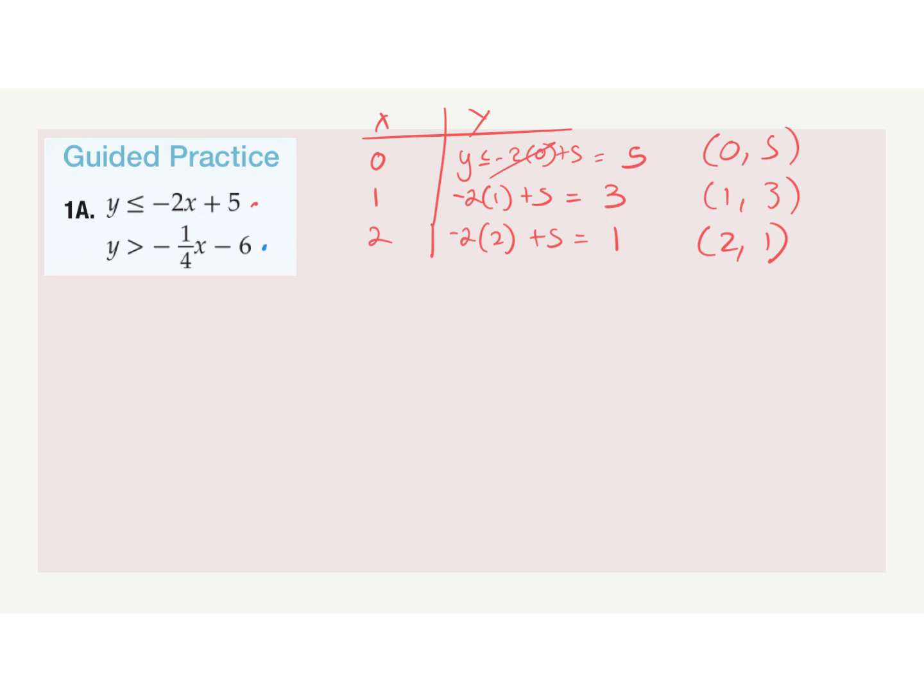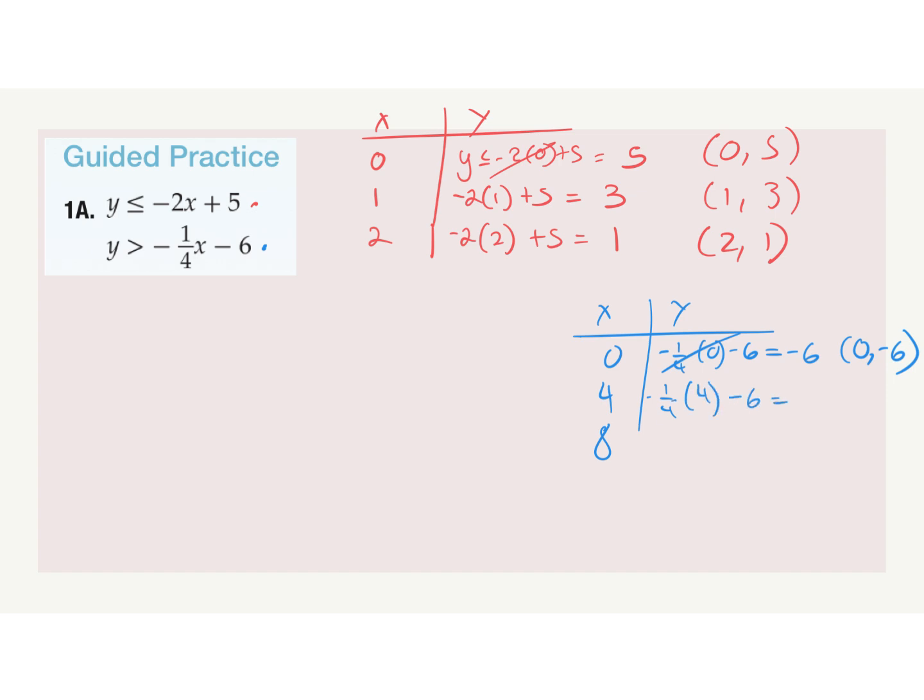I'm going to do the same thing for the blue one. Again, you can solve it different ways. I just want to show you another one. Actually, I'm not going to choose 0, 1, and 2. I'm going to choose 0, 4, and 8. The reason I'm choosing those numbers is to get rid of that fraction. So we're going to do 1/4 times 0 minus 6. It's going to give us -6. So our first point is 0, -6. Our second point, we're going to plug in 4.